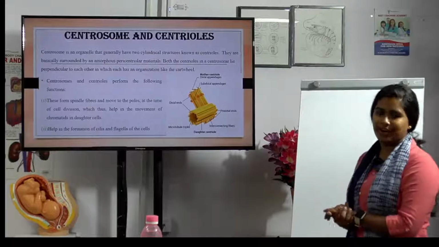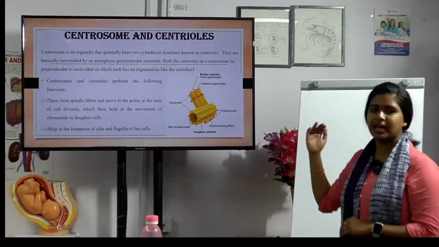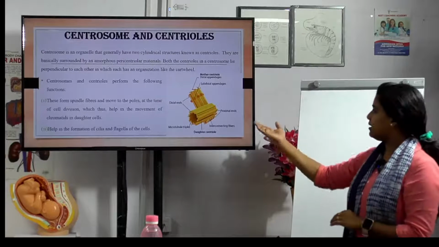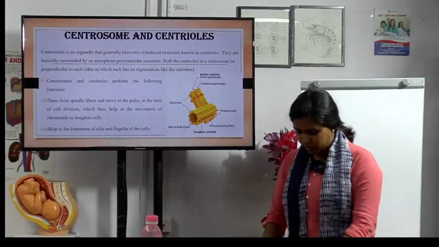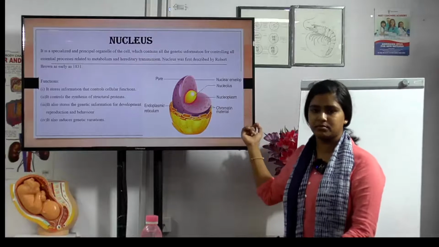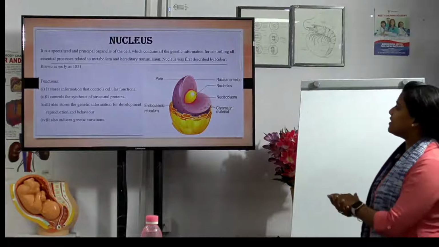And some of the functions we'll see. These form spindle fibers and move to the poles at the time of cell division, and also help in the formation of cilia and flagella of the cells. So what helps in the formation of cilia and flagella? The centriole. Yes, okay.